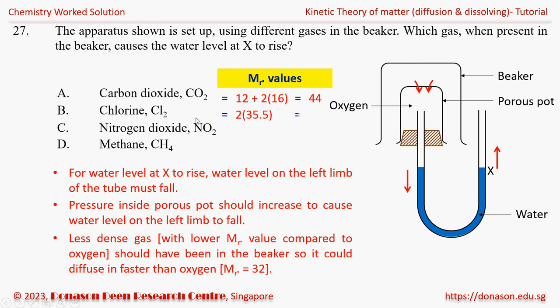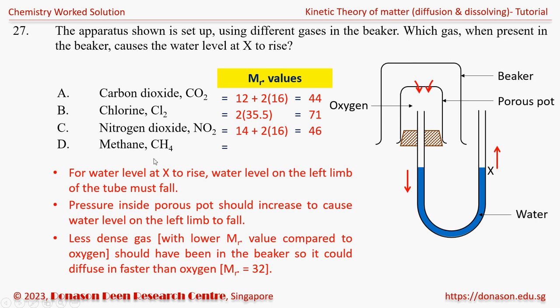What about chlorine's MR? Each chlorine atom has a relative atomic mass of 35.5, and chlorine is diatomic, so there are 2 atoms. 2 times 35.5 works out to 71. This is also higher than 32. Therefore, this is not the answer we are looking for. If you look at nitrogen dioxide, there is only one nitrogen, which has a relative atomic mass of 14, and there are 2 oxygens, each 16. Twice 16 is 32, plus 14 works out to a total MR of 46. Once again, this is heavier, or denser, than 32, which is for oxygen.